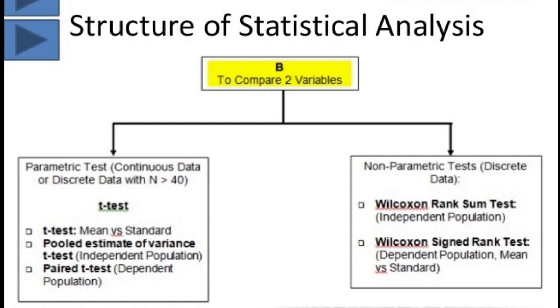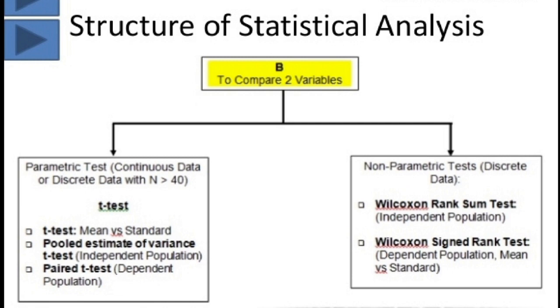For the t-test, there are three types again. The one-sample t-test means we are comparing the sample mean with the standard population mean. Then the pooled estimate of variance t-test is the independent t-test, comparing two independent samples. And then there is the paired t-test.